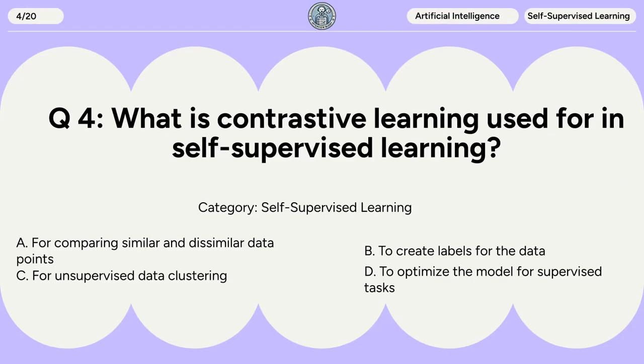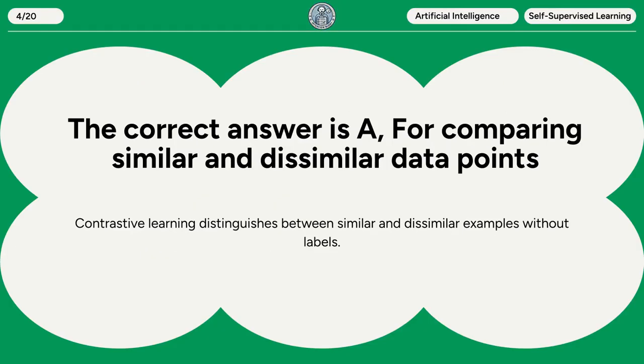Question 4. What is contrastive learning used for in self-supervised learning? A. For comparing similar and dissimilar data points. B. To create labels for the data. C. For unsupervised data clustering. D. To optimize the model for supervised tasks. The correct answer is A. For comparing similar and dissimilar data points. Contrastive learning distinguishes between similar and dissimilar examples without labels.